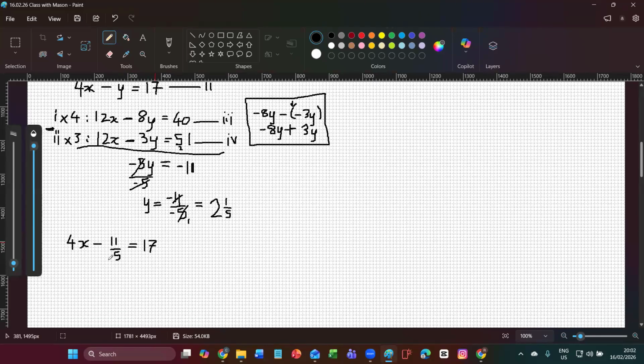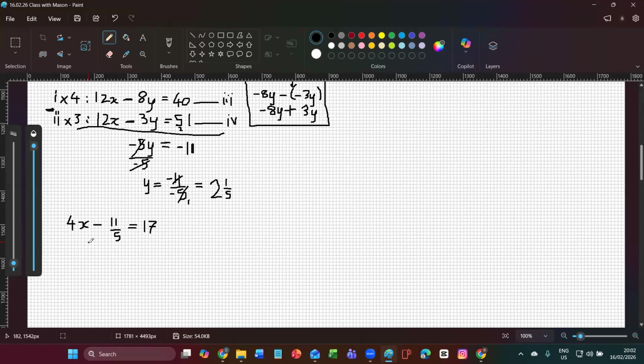Now, of course, you know something about this kind of equation, right? Anytime you have a denominator, multiply all the terms by the denominator. So that's going to give me 20x. Of course, if I multiply 11 over 5 by 5, that's going to leave me with 11, isn't it? And 5 times 17 will give me, I know that 5 times 7 is 35, and then 5 times 1 is 5 plus 3, that will give me 8, so 85.